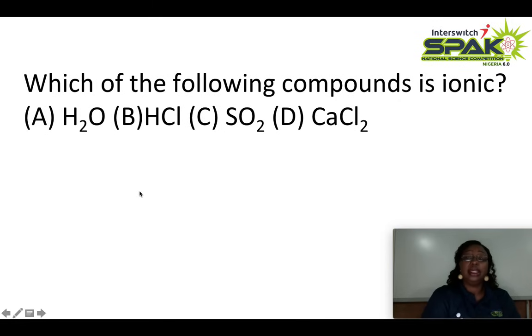So the answer is calcium chloride. All others are covalent. Water is covalent. Hydrogen chloride is covalent. Sulfur 4 oxide is covalent. This is the only one that is ionic. There's a transfer of electrons from calcium, which is a metal, to chlorine, which is a non-metal.